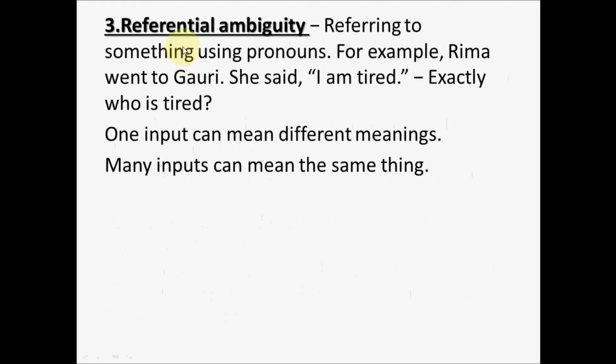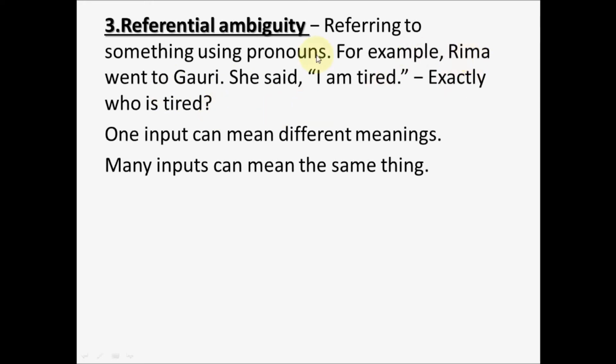Third kind of difficulty is called referential ambiguity, and this is very common. Referring to something using pronouns. For example, say Rima went to Gauri. She said, I am tired. Right? The first sentence is Rima went to Gauri. She said, I am tired. Exactly who is tired? How will the machine know?